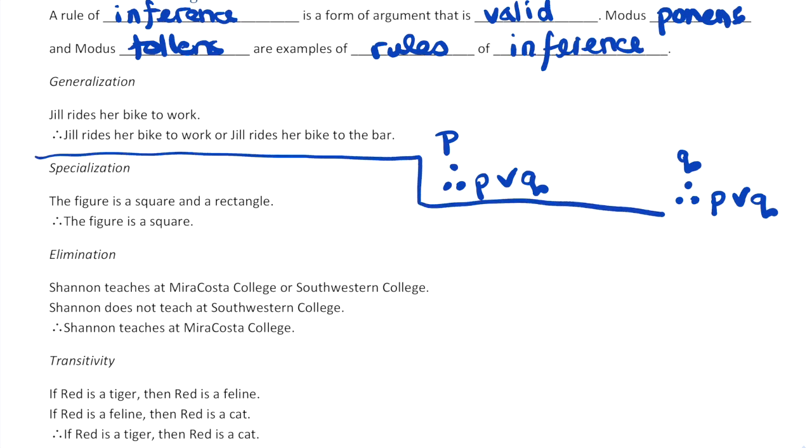Actually, I'm going to be more mindful of my space here. In specialization, the figure is a square and a rectangle. Therefore, the figure is a square. All right? So, here we go.